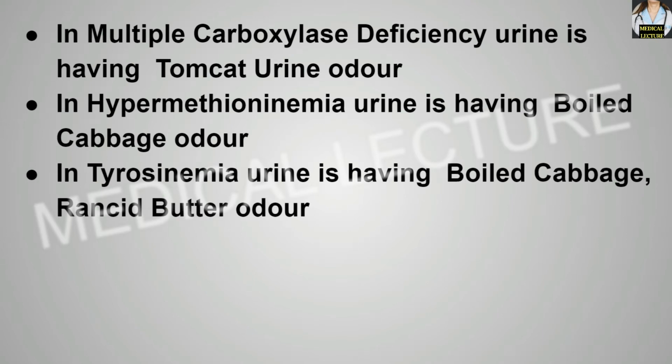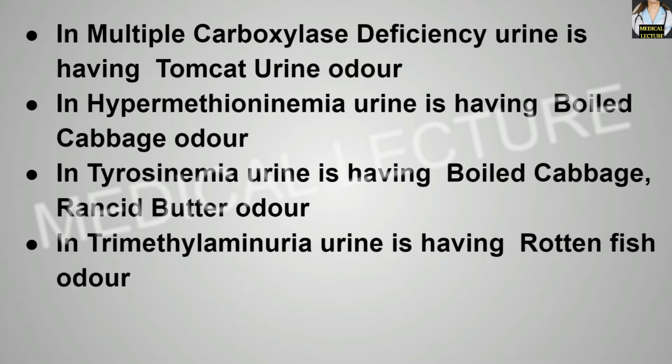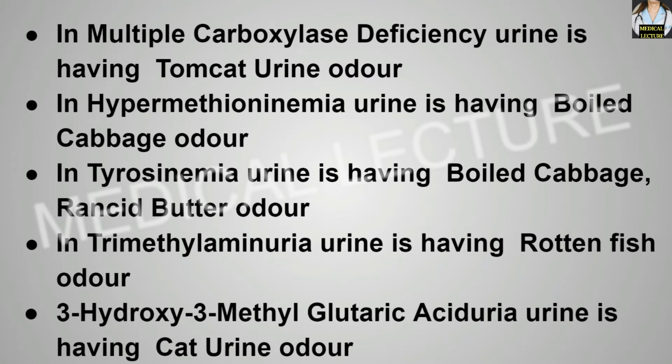In tyrosinemia, the urine has a boiled cabbage or rancid butter type odor. In trimethylaminuria, the urine has a rotten fish type odor. In 3-hydroxy-3-methylglutaric aciduria, the urine has a cat urine type odor.